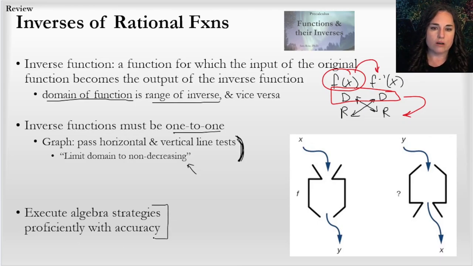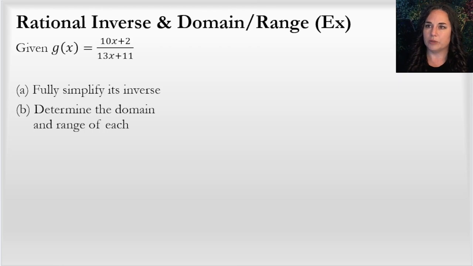Another sub-skill, sub-learning objective I have here for you all is making sure that you're sharp on your algebra. Execute algebra strategies proficiently and with accuracy. So you should have been improving in this as the Precalculus course goes along. I still see students struggle with this. You've seen me struggle with it. Make sure you're paying attention to detail and going a little bit slow as you go through. Don't lose your factors, don't lose your negative signs, etc. Right? So let's do this example.